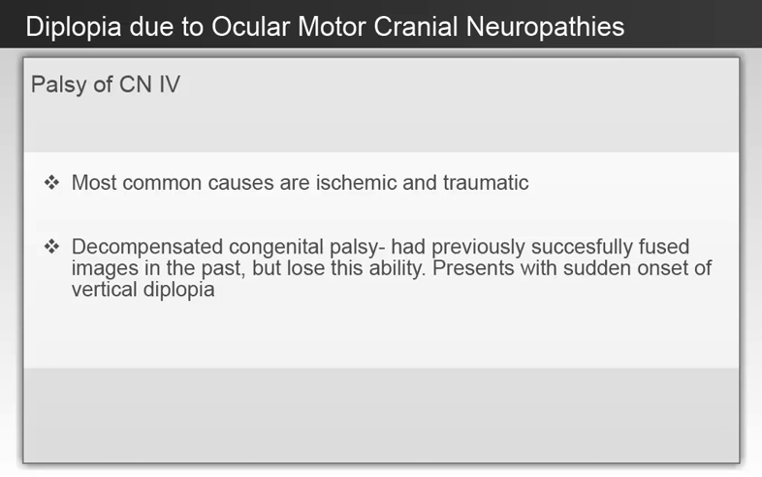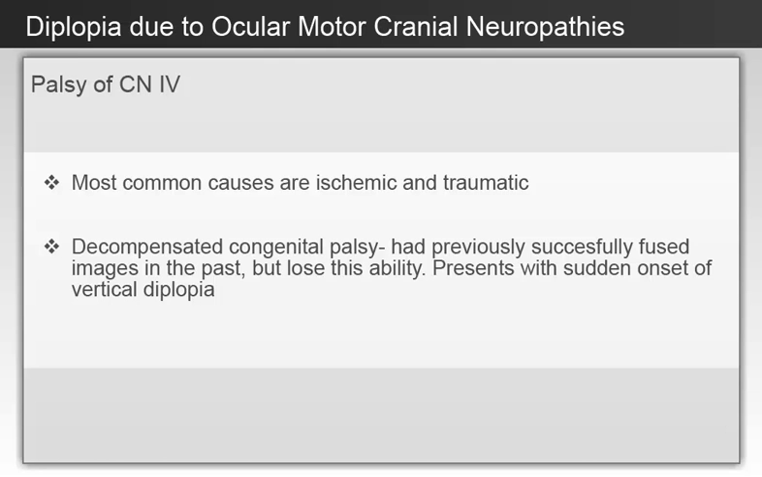A fourth cranial nerve palsy will present with a vertical diplopia, and you will be able to note that the adducting eye is unable to look downward as well as its other eye. The most common causes of this will be either ischemic, so you can ask about a history of hypertension or diabetes, or traumatic, but at times patients may have had a congenital palsy which they had previously successfully fused images in the past, but they lose this ability at some point as adults, and they can actually complain of the sudden onset of diplopia.